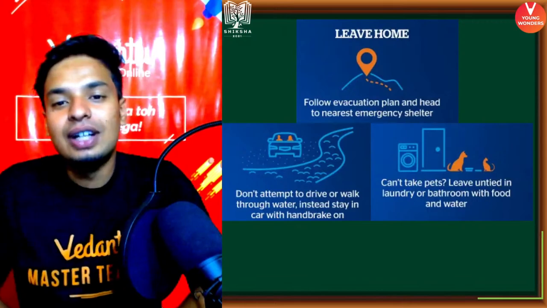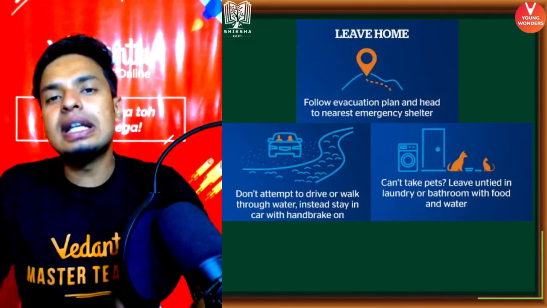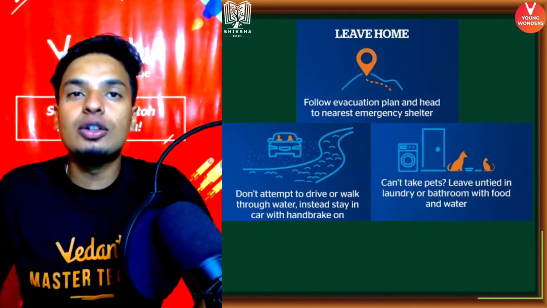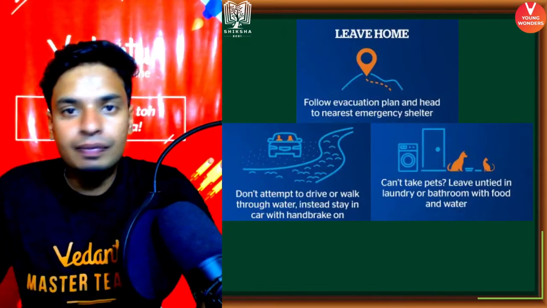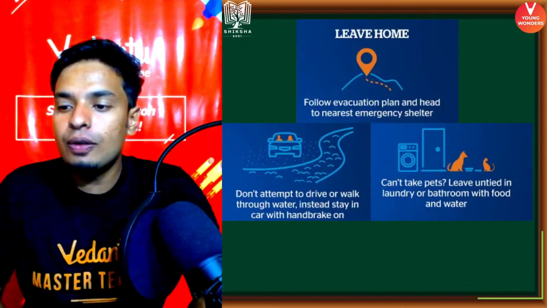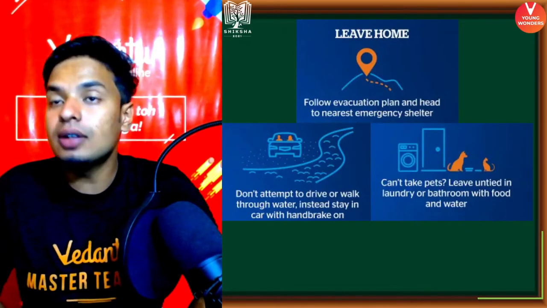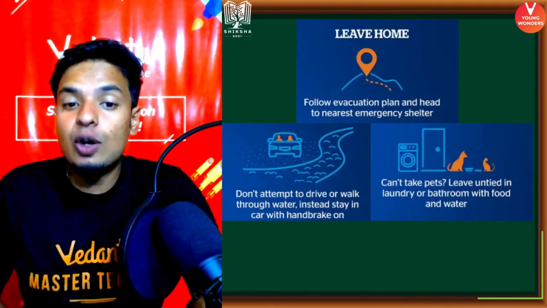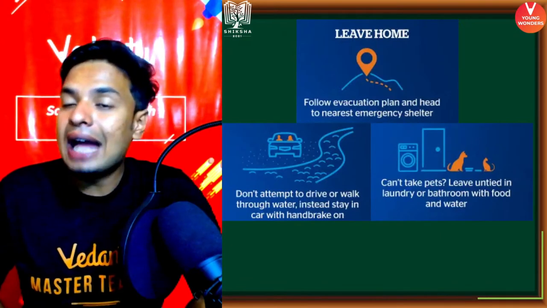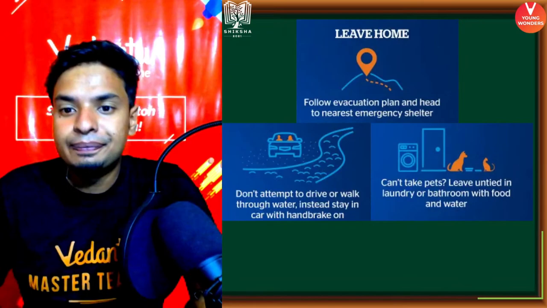Next, follow evacuation plan and head to the nearest emergency shelter. Suppose your shelter is not strong enough. If you think that your shelter is not going to withstand it, then you would obviously have to leave. That is 24 hours prior to the cyclone. So, have an evacuation plan and head to the nearest emergency shelter. Do not attempt to drive or walk through water. Instead, stay in the car with a handbrake on. If there is a lot of water coming on the road, don't drive there.